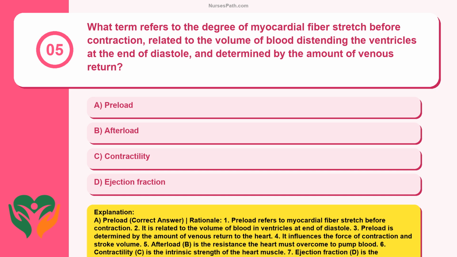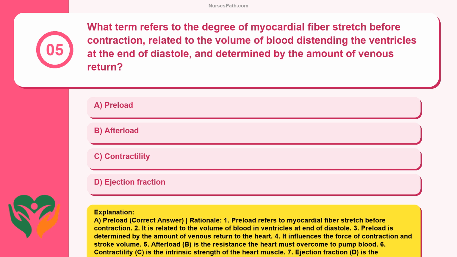1. Preload refers to myocardial fiber stretch before contraction. 2. It is related to the volume of blood in ventricles at end of diastole. 3. Preload is determined by the amount of venous return to the heart. 4. It influences the force of contraction and stroke volume.